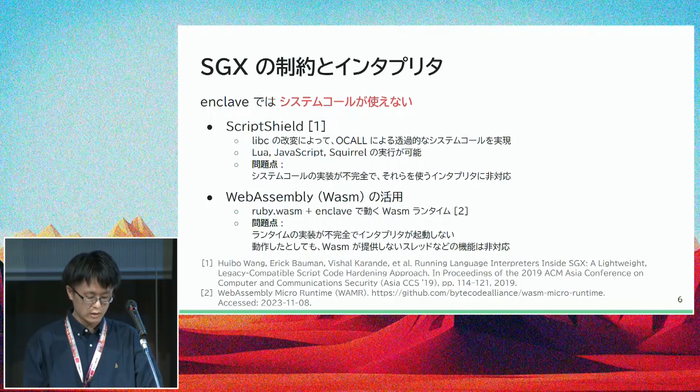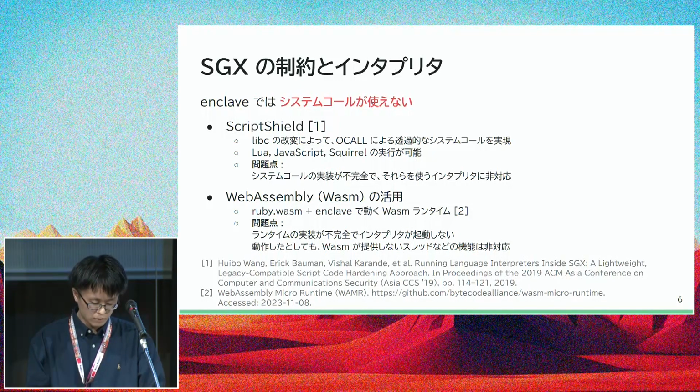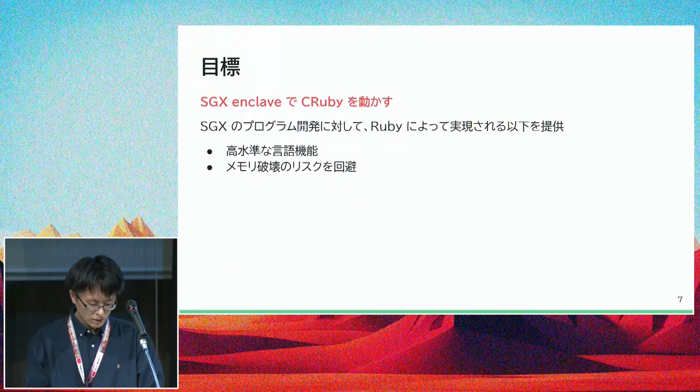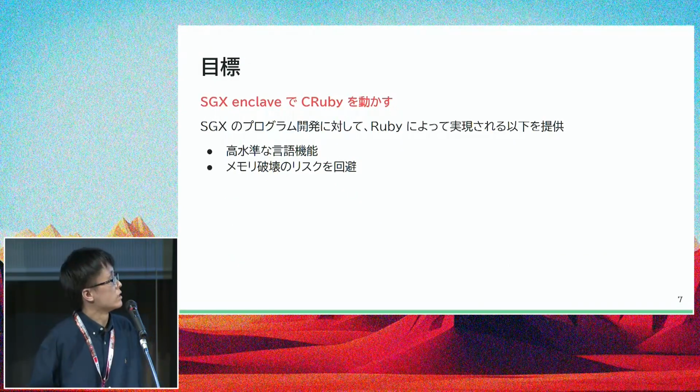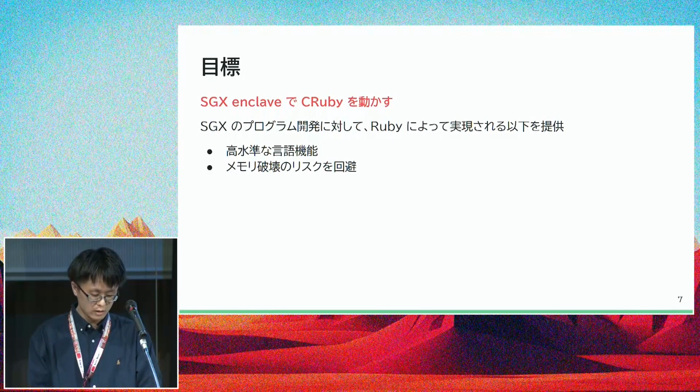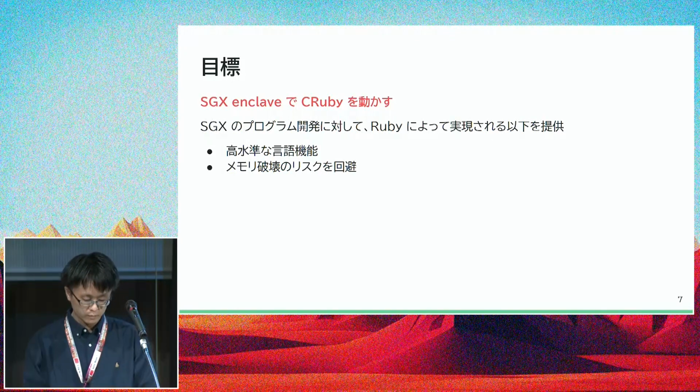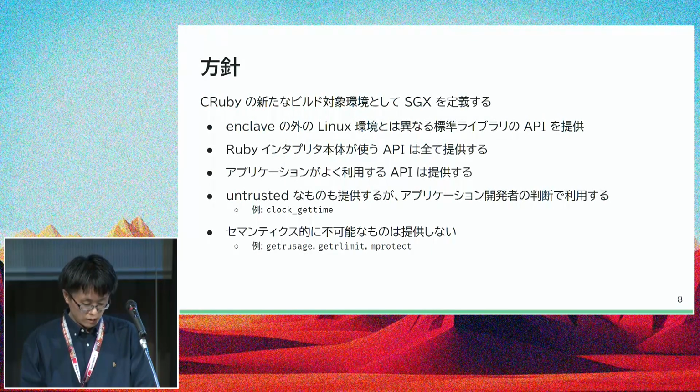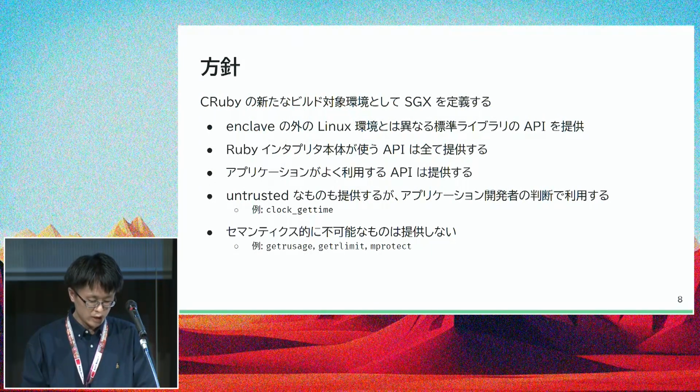Even if it is possible, WASI does not provide threads and also networking, and the interpreter cannot respond to those functions. In this environment, therefore, CRuby runs in the SGX enclave. By achieving that, Ruby based high-level processing is possible, and also the risk of memory loss will be minimized. So this is the policy.